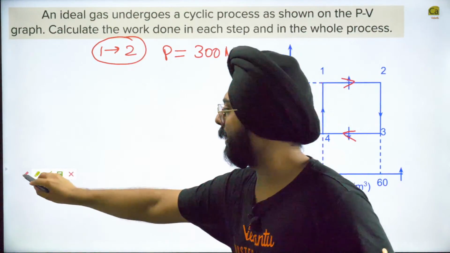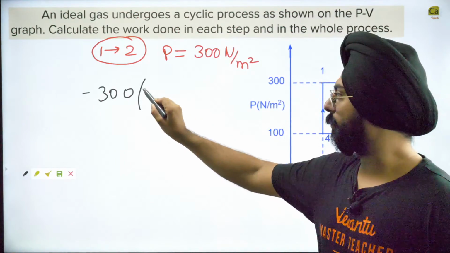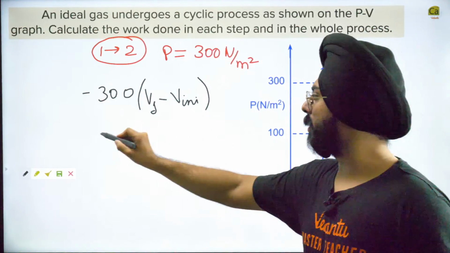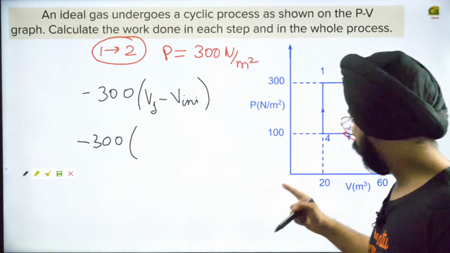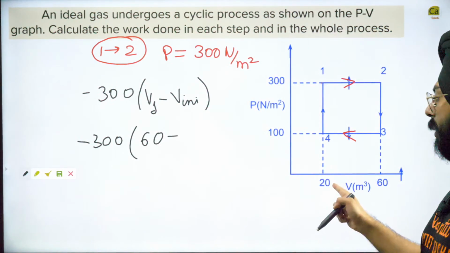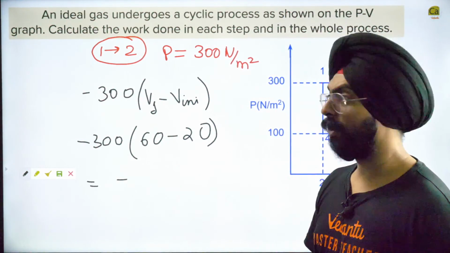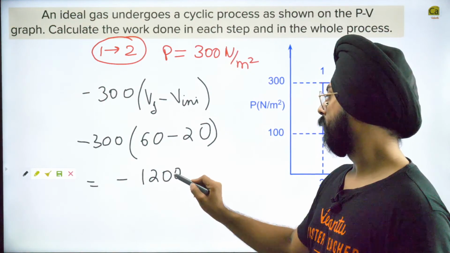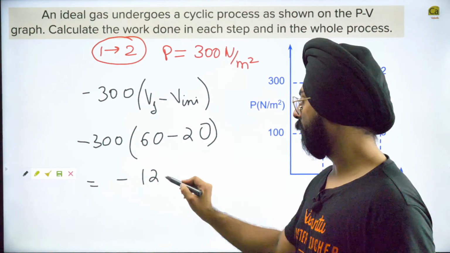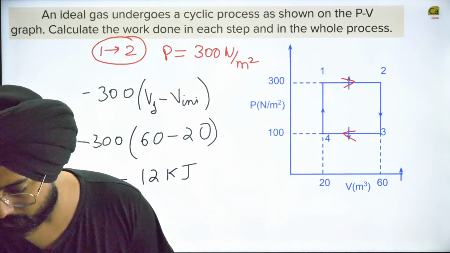Okay? So how will we calculate work done here? Work done will be 300 with a minus sign into V final minus V initial. That is what delta V is. So what is V final minus V initial? Minus 300 into final volume is 60 minus initial volume, that is 20. So how much did work done come to? Work done is equal to minus 12,000 joules. Yes. So can I write this as 12 kilojoules with a minus sign? Is that correct?